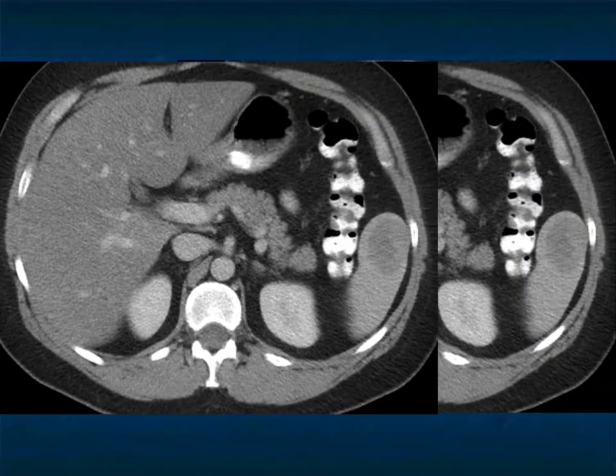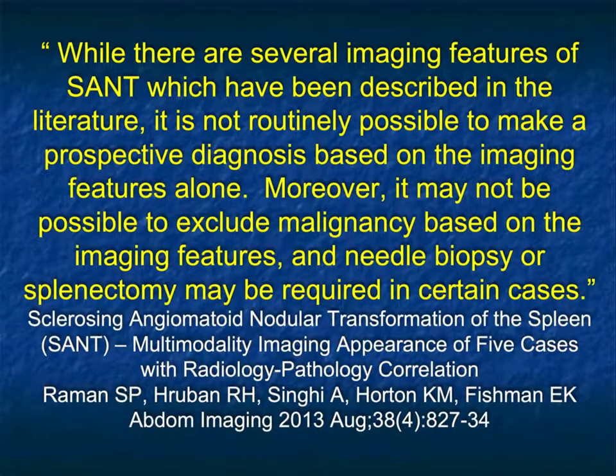Here's an example: a very non-specific splenic lesion. Could be lymphoma, could be Mets, could be prior infarct, could be almost anything. But this patient ended up with a splenectomy. So SANT tumors are rare. It may not be possible to exclude malignancy based on the imaging features, and needle biopsy or splenectomy may be required in certain cases. And that means most of the time, because I've never diagnosed SANT. I put it in the differential diagnosis, but never just said this is a SANT.